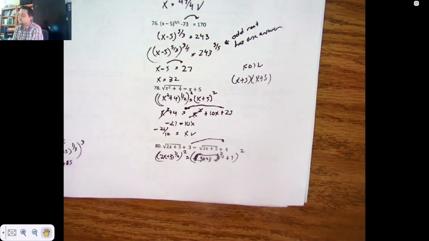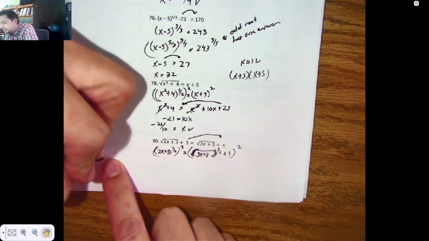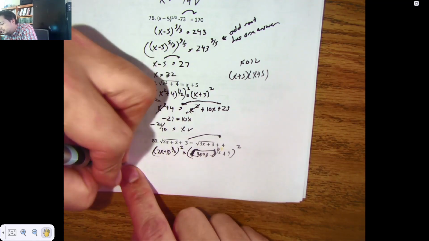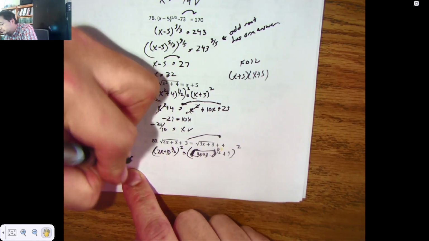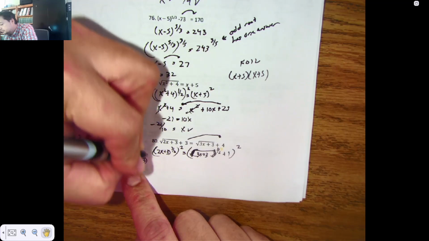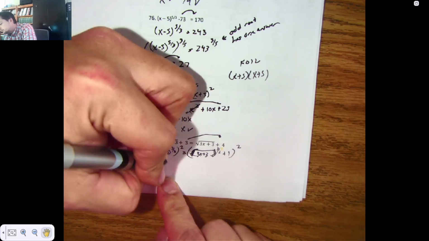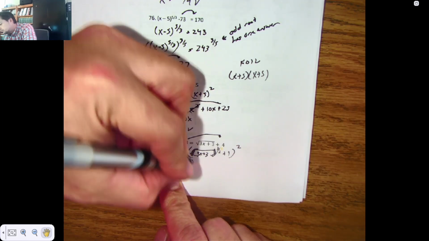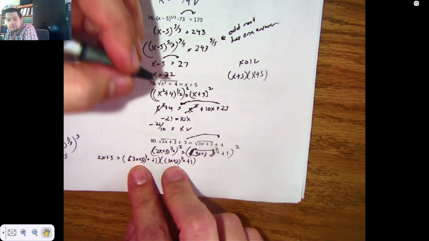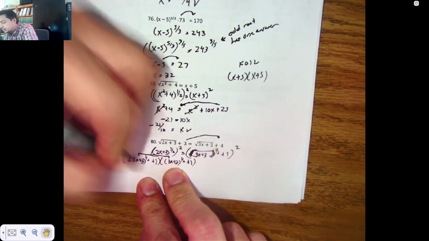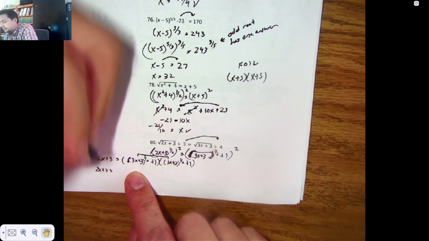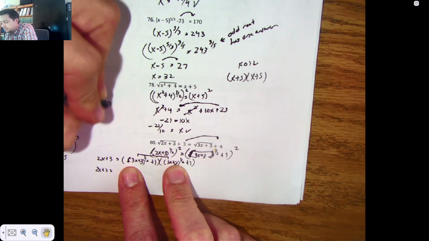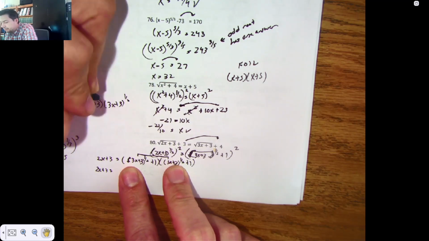This will free up a 2x plus 3, and I'm going to shift my work over here because I'm going to need the space. Now I'm going to write this thing twice. And now I'm going to FOIL. All right, so this is kind of interesting. What is 3x plus 3 times 3x plus 3 when they're both to the 1/2 power?